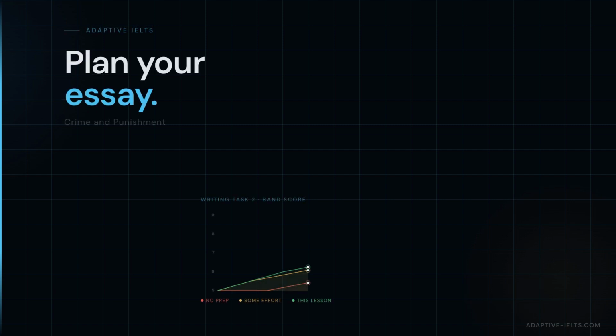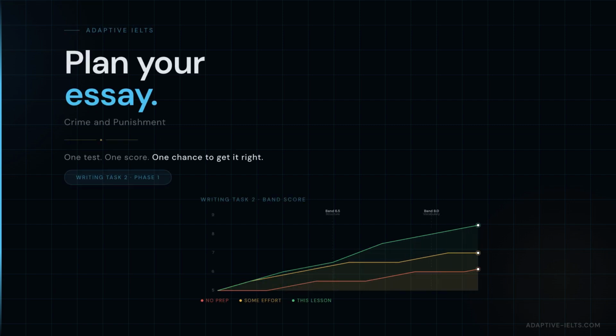One test, one score, and one chance to get it right. Most people fail writing task 2 not because their English is weak, but because they don't know the rules. In this lesson, we are going to tackle writing task 2 together, step by step from the very beginning. By the end, you will know exactly how to read any task 2 prompt, identify what it is asking you to do, and choose the right essay type before you write a single word.